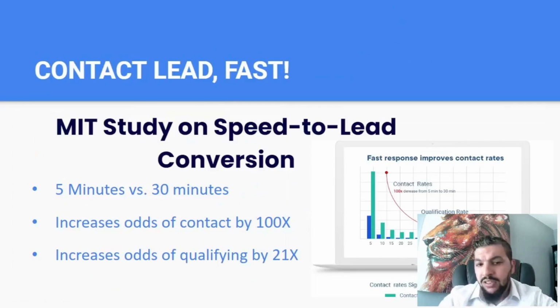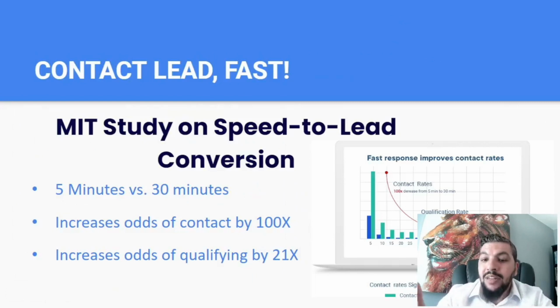If you contact someone within 5 minutes of the lead coming in, you are 100 times more likely to actually get in contact with them, right? And you are 21 times more likely to qualify them and move them on to the next step in your process. So if you contact people within 5 minutes, you're going to reach more people and qualify more people, moving them to the next step in your process.